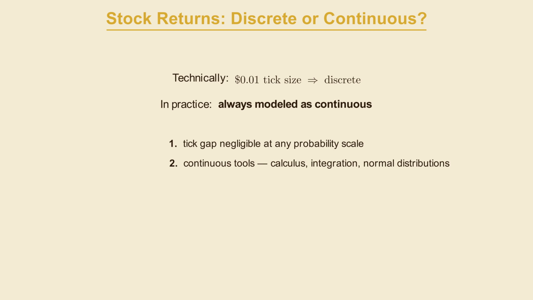Second, the mathematical tools for continuous random variables like calculus, integration, and normal distributions are far more tractable than summing over thousands and thousands of individual prices. The continuous version of the problem is so much easier to work with. Third, and most importantly, the theoretical framework that all of modern quantitative finance is built on assumes continuous distributions throughout. Option prices, portfolio optimization, risk models, all of it assumes continuous distributions of stock returns. The penny tick reality is the physical fact, but the continuous model is the working tool because there are so many possibilities.